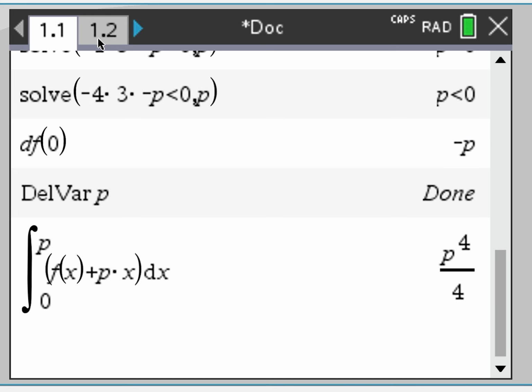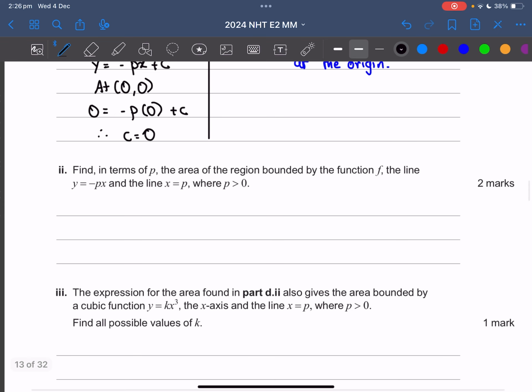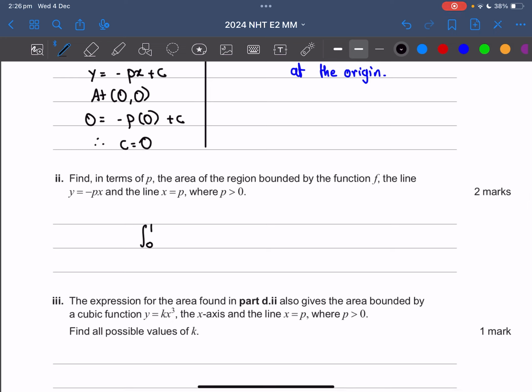Okay, so let's write that down. So as you can see, this is a 2-marker question. So what I'm going to do to be safe is I'm also going to write the integral. So we can say that from 0 to p, f of x plus px dx is equal to p to the power of 4 on 4. Okay, so we have given the answer, and we have also shown some working out. So hopefully that is enough for the 2 marks.